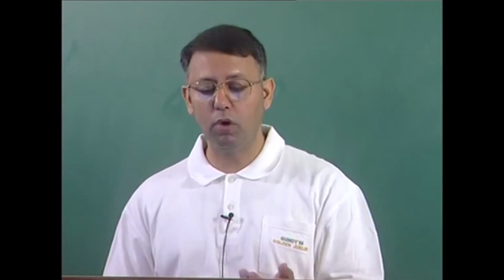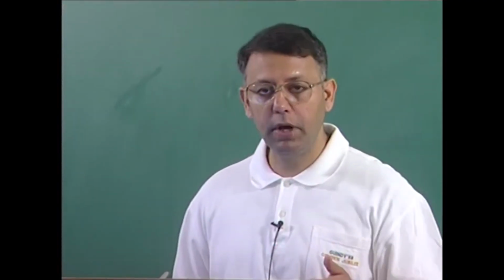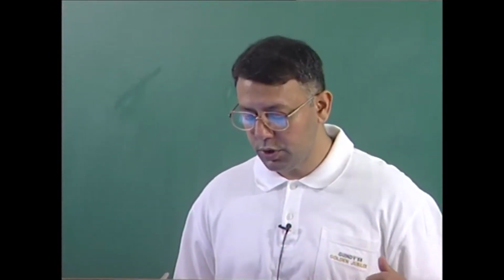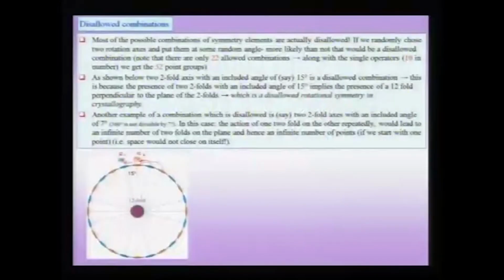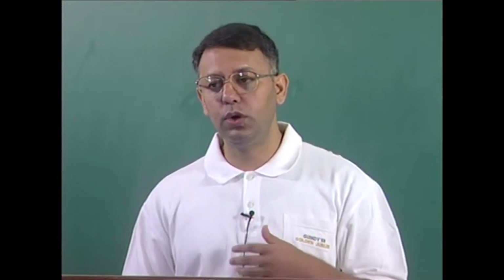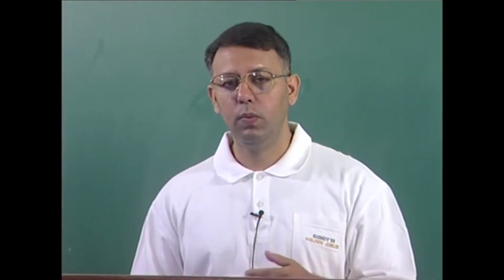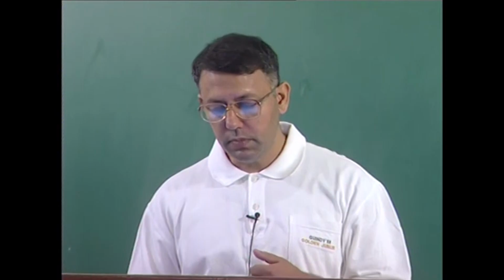So, we cannot have a random combination of two symmetry operators which will leave space closed. Suppose I talk about a combination like a two-fold axis, another two-fold axis which are 15 degrees apart, then this two-fold axis will rotate it to another two-fold and so forth, and I will have an array of two-fold axes as shown here. But this combination of two-folds would imply a 12-fold axis perpendicular, and if we go back to the place where we had said that 12-fold is not a symmetry which is crystallographically compatible.